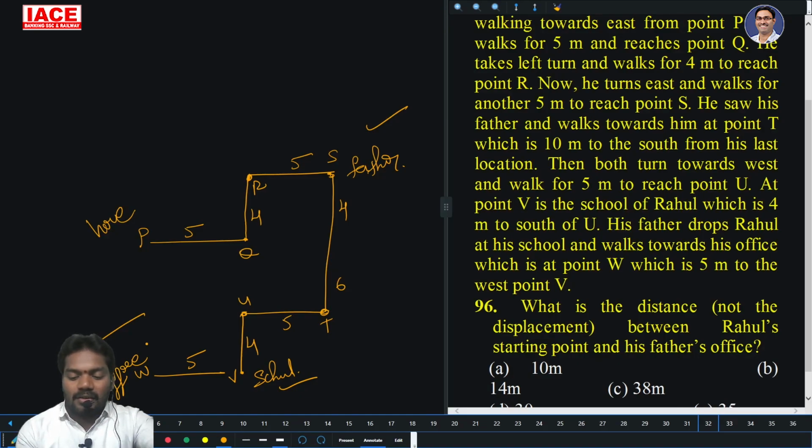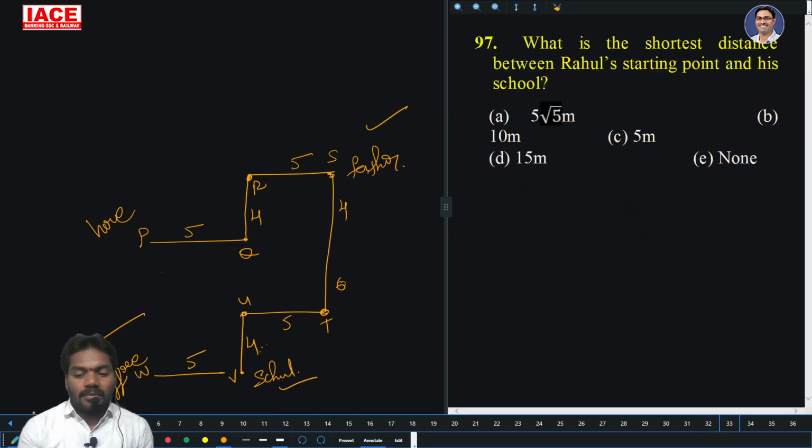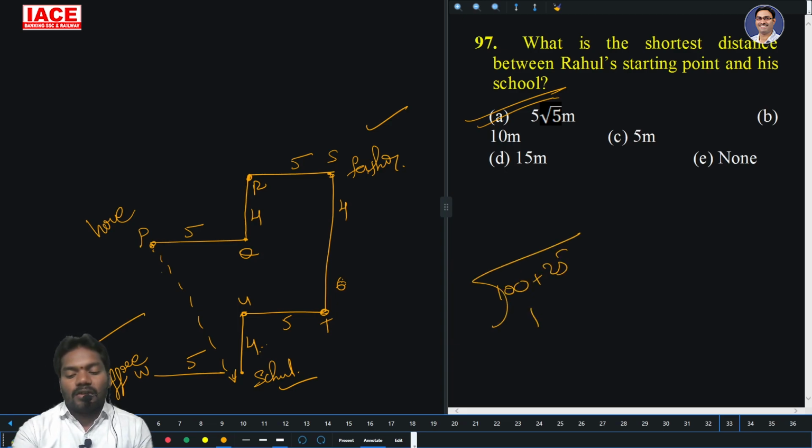What is the distance, not the displacement, between Rahul's starting point and father's office? 6 plus 4, 10 meters. Option A. What is the shortest distance between Rahul's starting point and his school? 6 plus 4, 10, and 5. 10 and 5 is what? 100 plus 25, root of 125, 5 root 5. Option A is right.